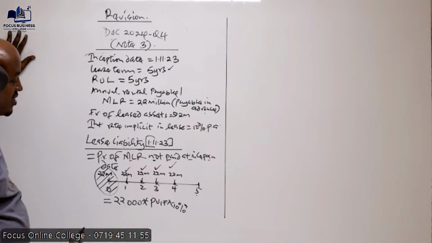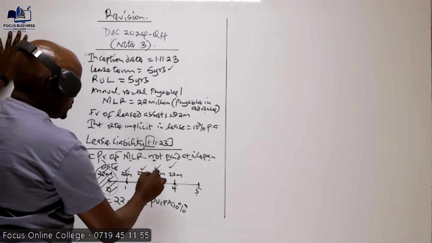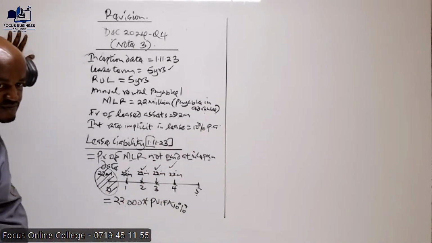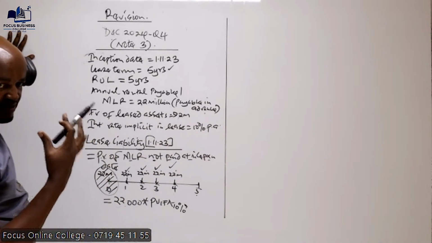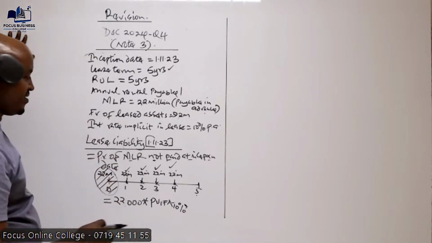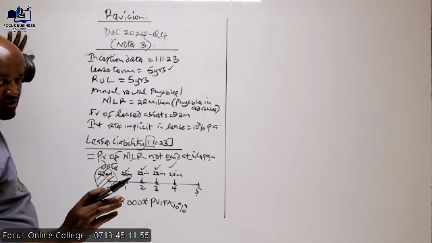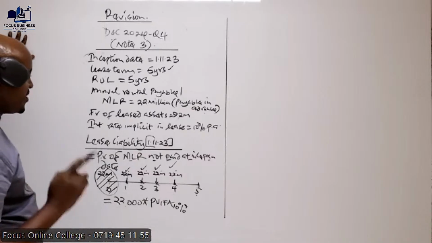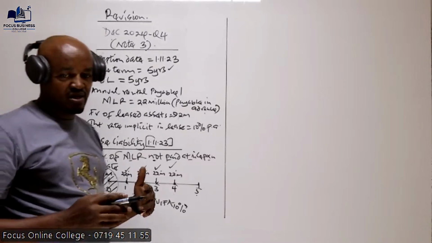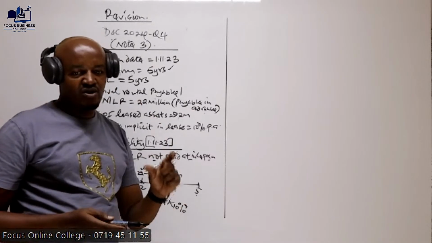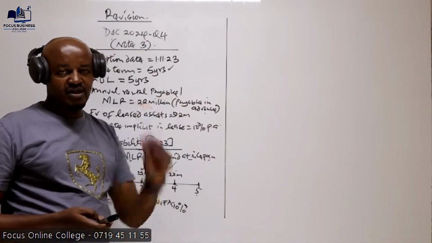You need to ask yourself, how many amounts are we discounting? We are discounting 1, 2, 3, 4. Our N should therefore be 4. If you make a mistake and take 5, then your entire question is wrong. That's why, whenever you're dealing with minimum lease rentals, you have to be very careful. You have to determine, is it payable in advance? Is it payable in arrears?